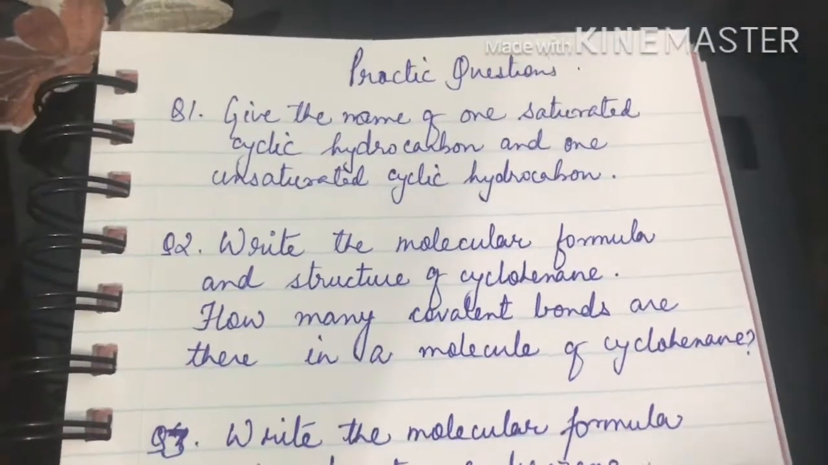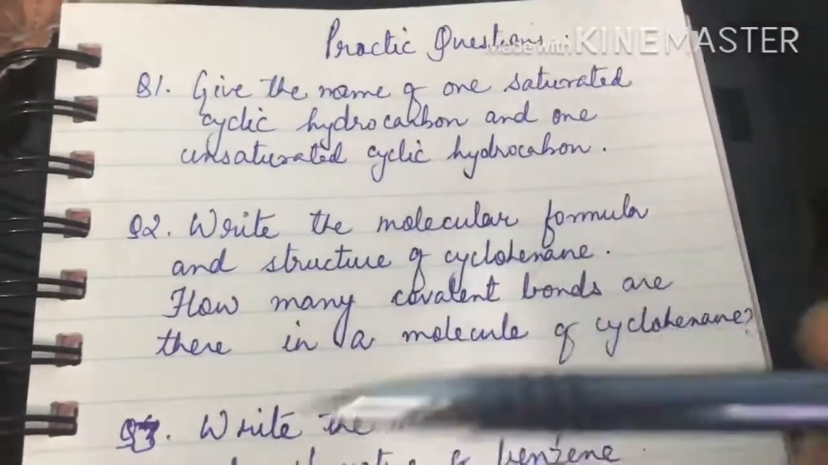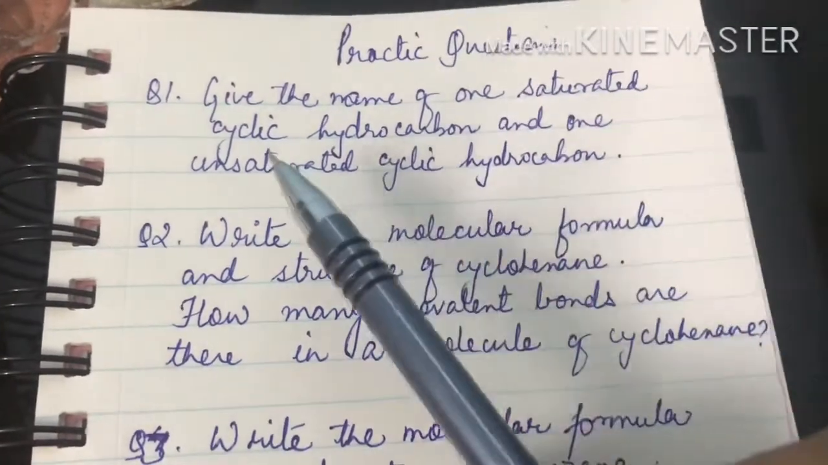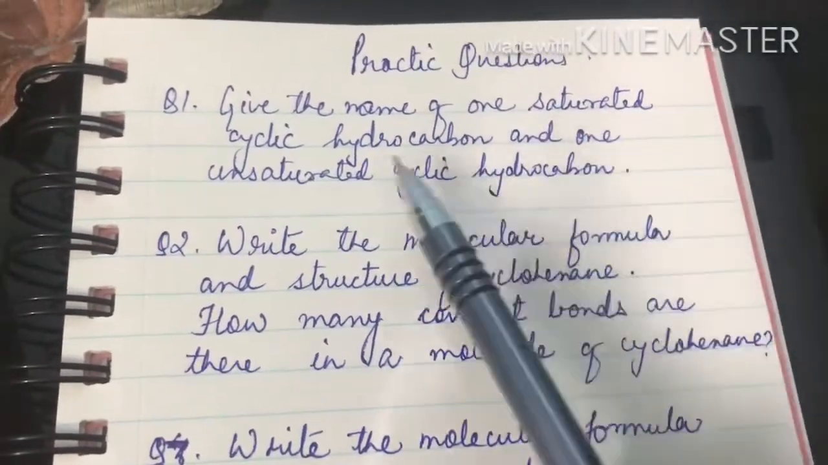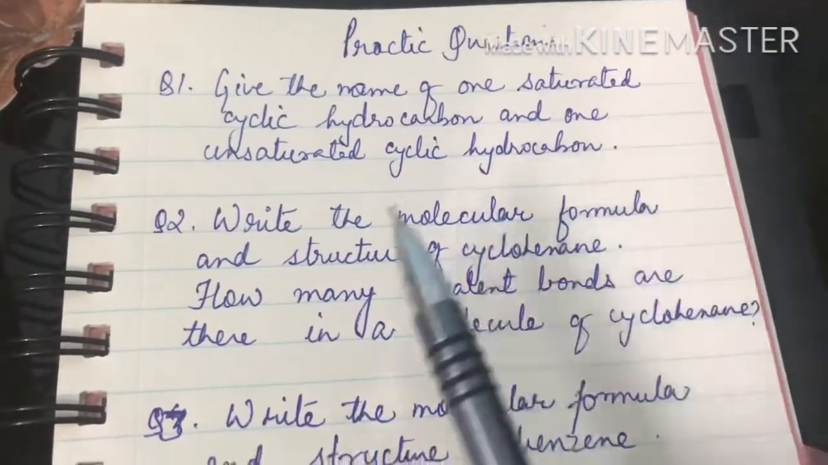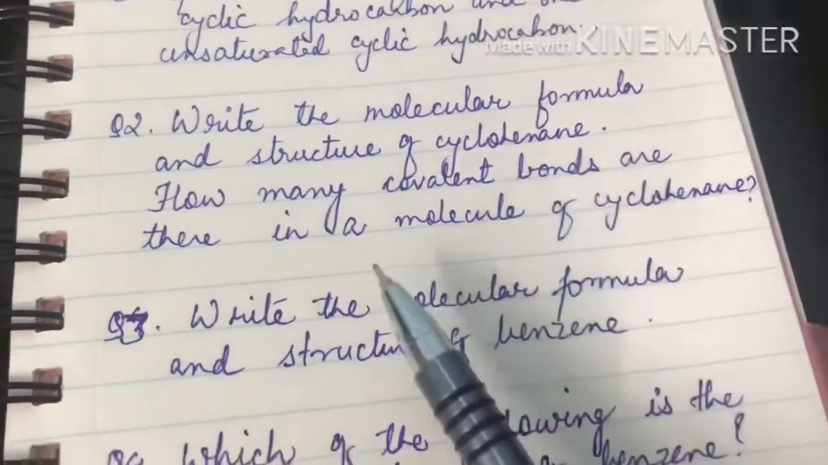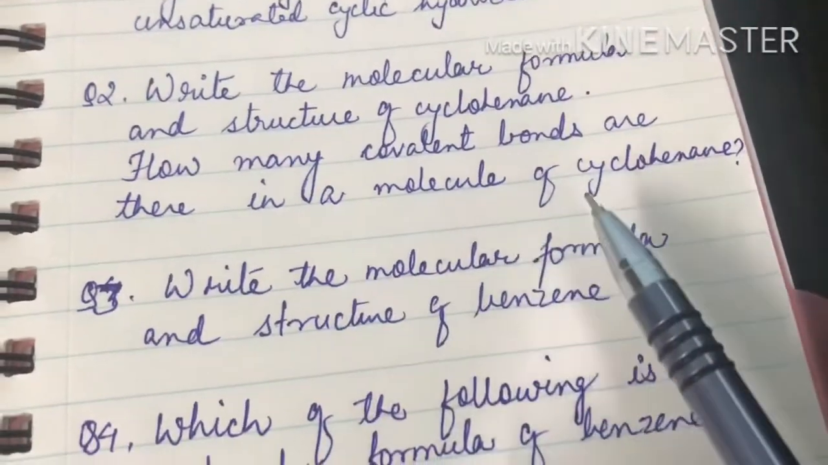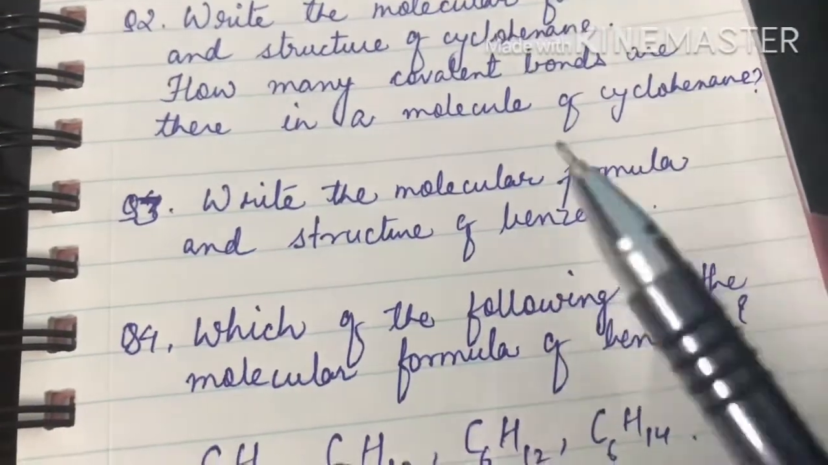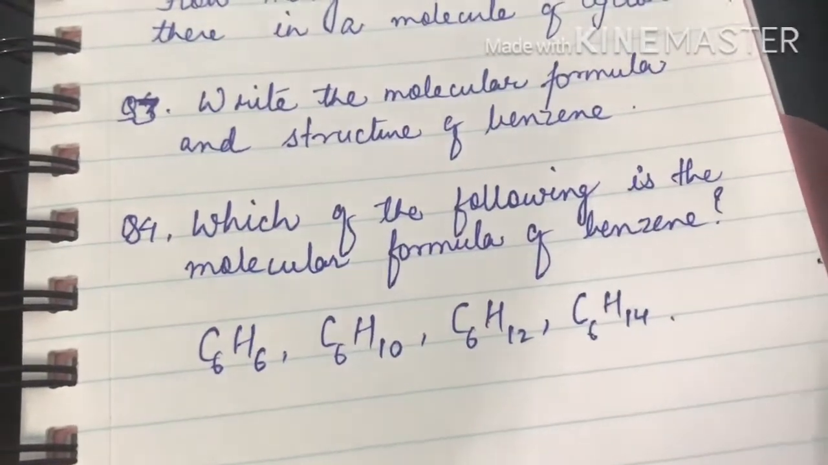See students, you have to do these questions after going through the work I have shown you. These are some practice questions. Give the name of one saturated cyclic hydrocarbon and one unsaturated cyclic hydrocarbon. Write the molecular formula and structure of cyclohexane. How many covalent bonds are there in a molecule of cyclohexane? Write the molecular formula and structure of benzene. Which of the following is the molecular formula of benzene?